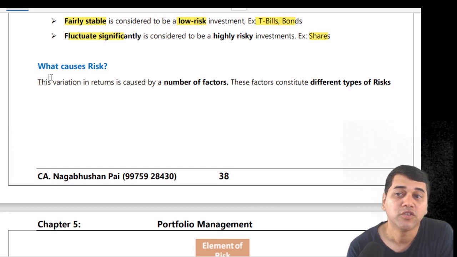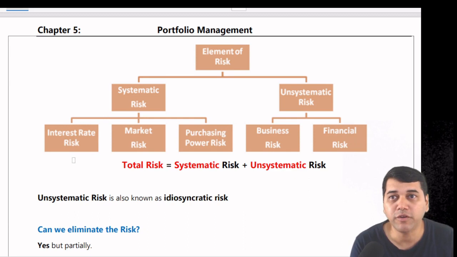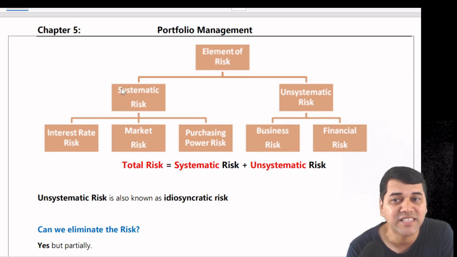So what causes the risk? This variation in the return is caused by a number of factors. Understand? The marks you are going to get are caused by a number of factors. And these are all different types of risks involved. So, element of risk. Okay, coming to the point. What types of risks are there? There are two types of risk, called systematic risk and unsystematic risk.